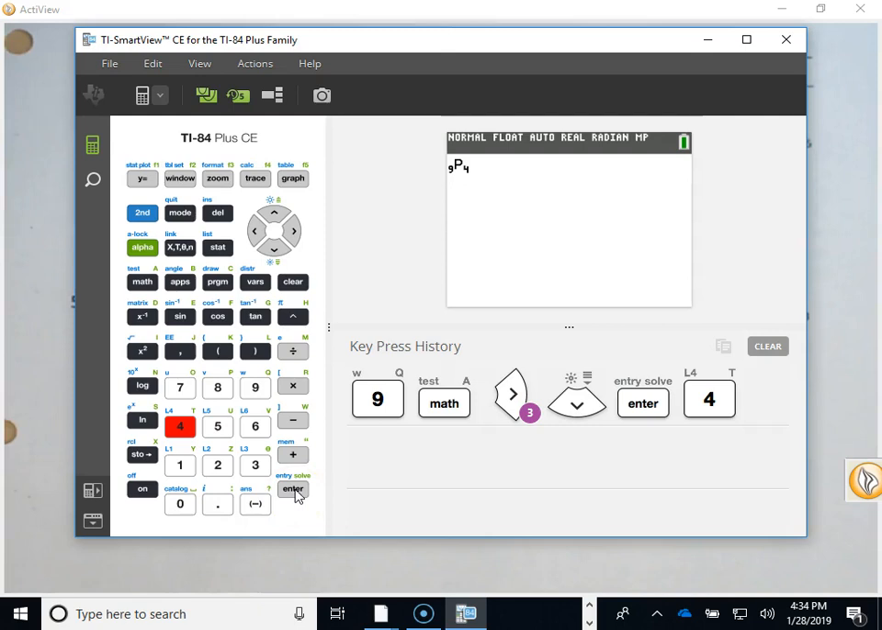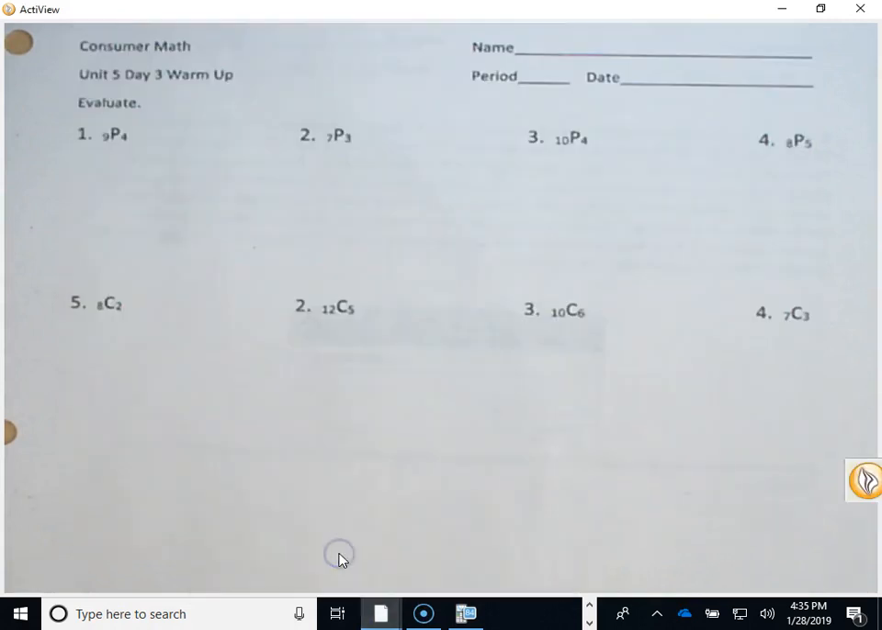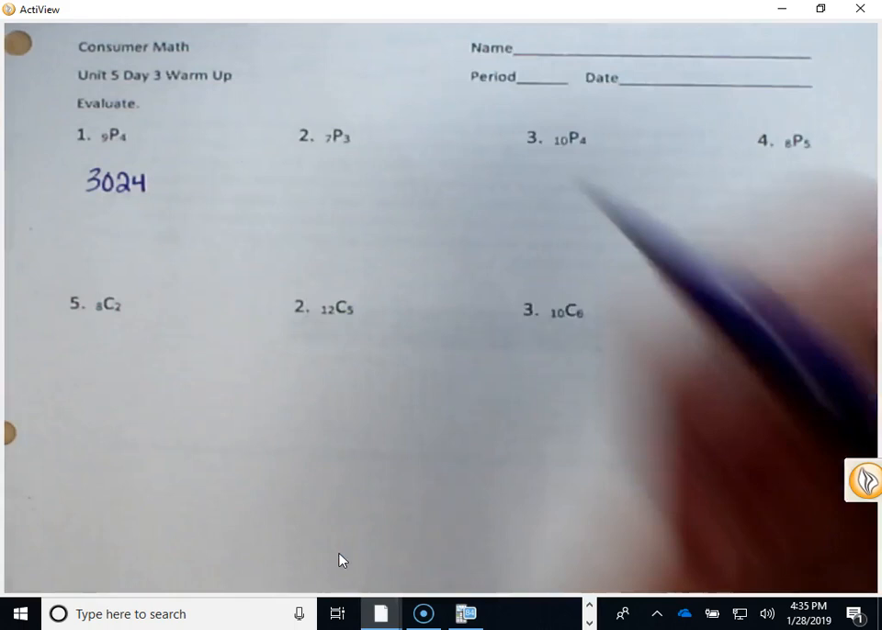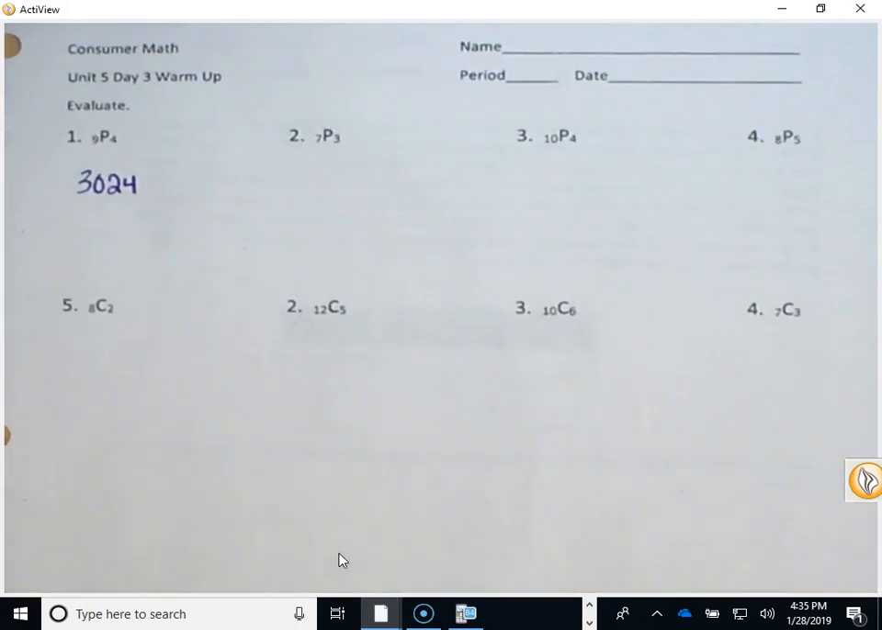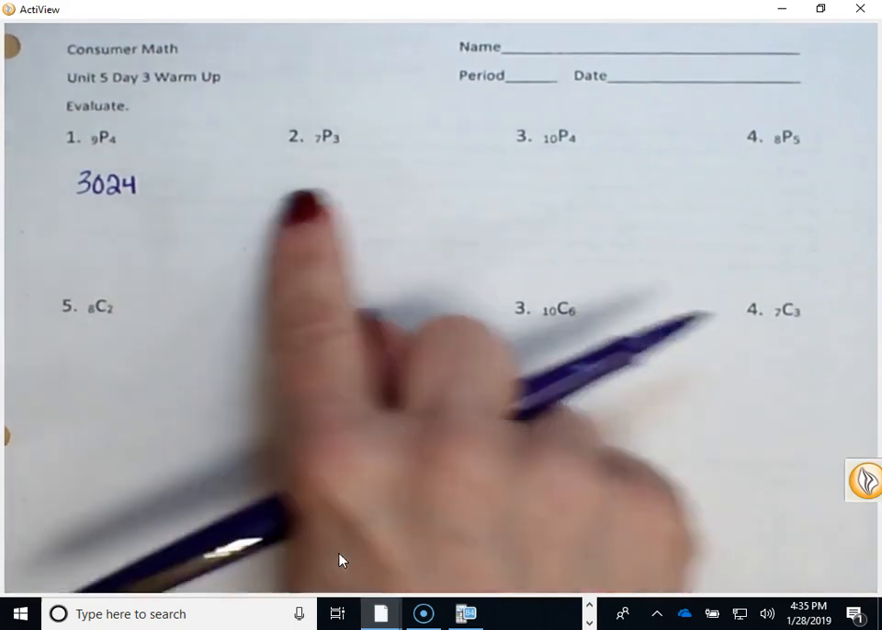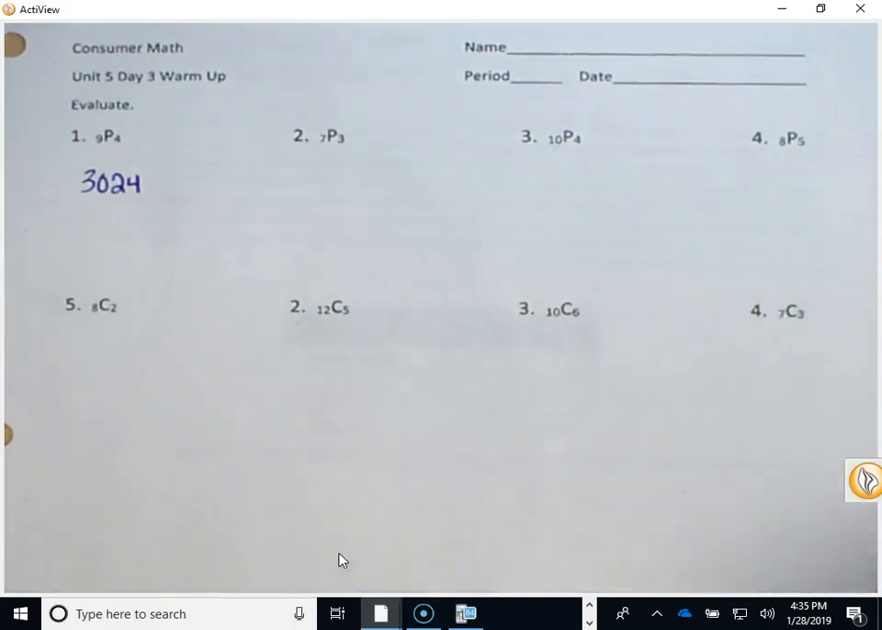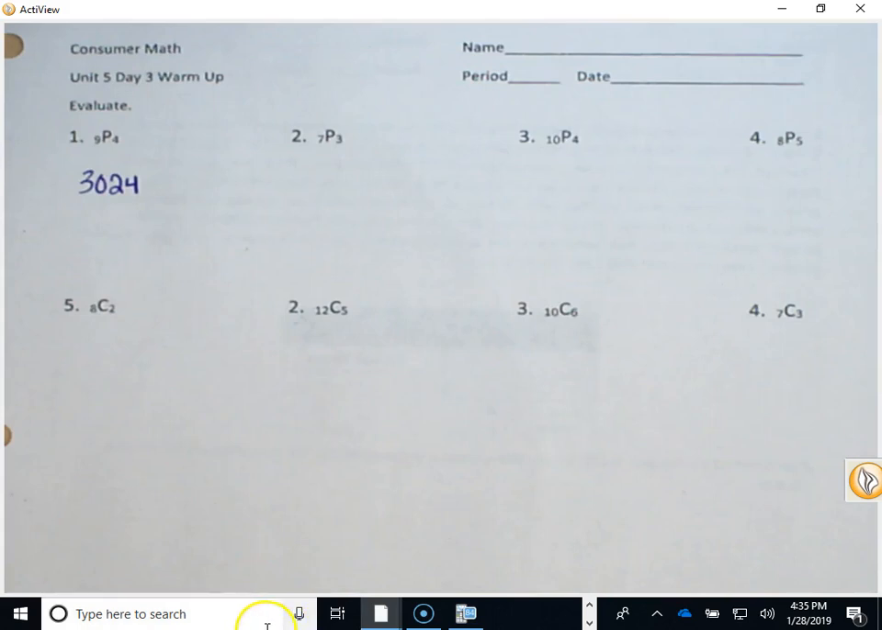So after you type the 4, then you hit enter, and it tells you 3024. So on my paper, it's 3024. Now we're going to do the first row is all permutations. The bottom row is all combinations. So let's go ahead and do 7 permute 3.